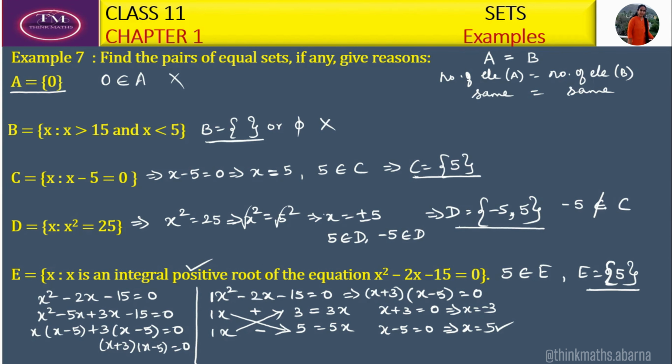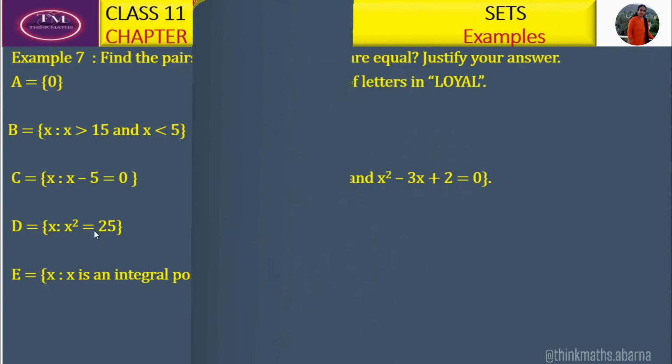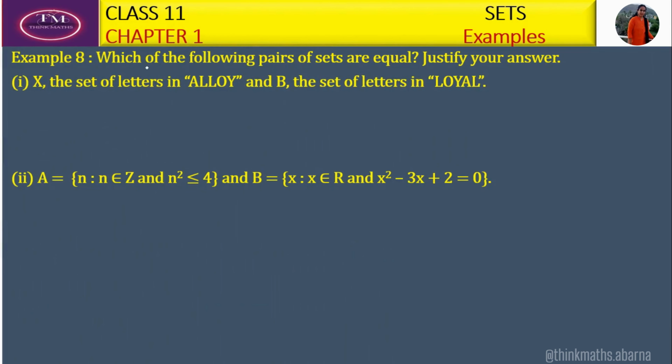So minus 5 does not belong to C. So we cannot take this D. Now take C and E. The only element in both C and E is 5. So C equals E, which is the set of all 5. Okay children, so the pair of equal sets are C and E. I hope you can understand this example. So moving on to the last example on the next page.